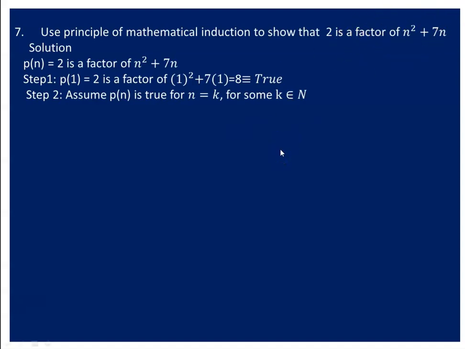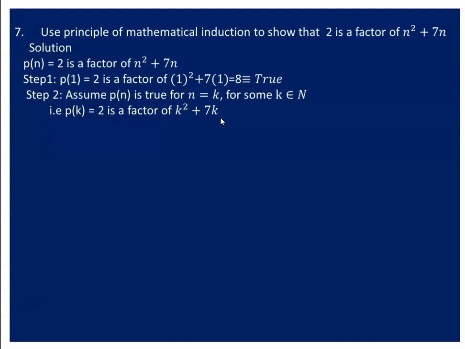This is the way we need to show the truthiness of this statement. So step 2, we need to assume that P of n is true for n equal to k. That is to say, assume that this statement P of k, 2 is a factor of k squared plus 7k, is true.